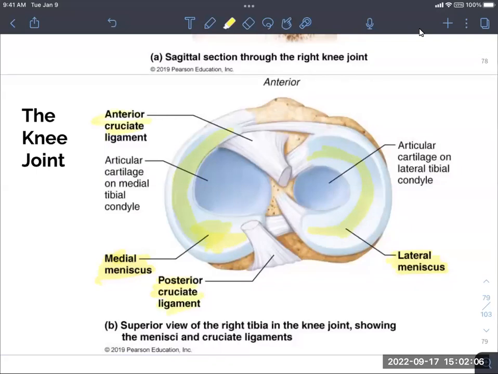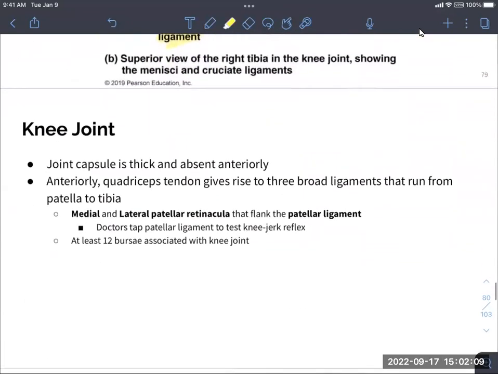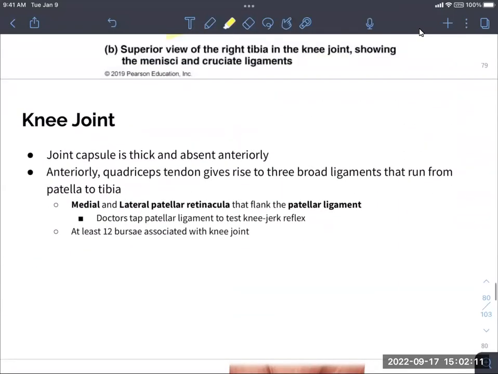And then we have our cruciate ligaments in here. We also have collateral ligaments that they somewhat talk about. But that joint capsule, we don't have it in the front. We have it in the sides, in the back. Because all we have is that quadriceps tendon that gives our patella, which attaches down into the tibia. And there's actually about 12 bursa that are associated with the knee. That's a lot.